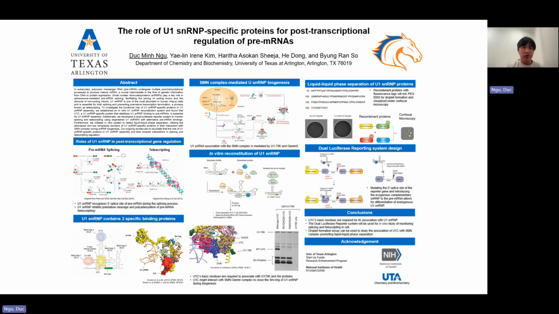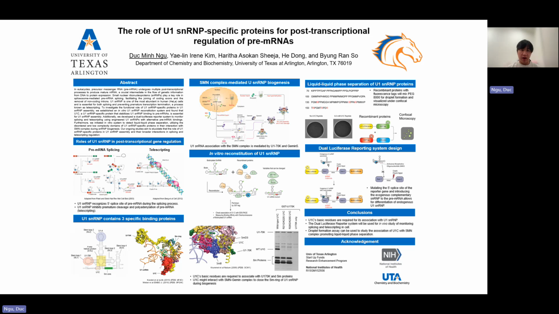Everyone. So my name is Duke Mu. I'm currently a PhD graduate student working in Dr. Su's lab. Today I will talk about the Discover 2025 poster, which is on the roles of U1 snRNP-specific proteins in the post-transcriptional modification of the pre-mRNA.